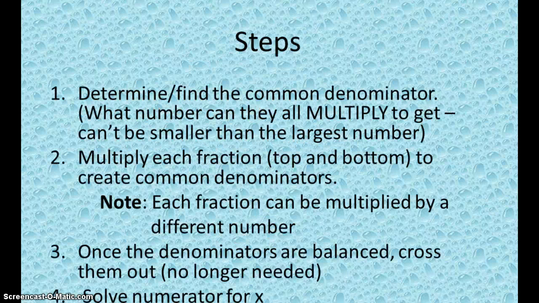So our steps here are that we're going to find the common denominator. And that is, what number can all the denominators multiply to get? Which means that number can't be smaller than the biggest number on the bottom. Okay? We're going to multiply every fraction top and bottom by the same number. And every fraction can be multiplied by a different number, as long as it's the same number top and bottom. Once those denominators are balanced, we can cross them out, bust them, because they're already balanced, and then we can solve for the numerator.